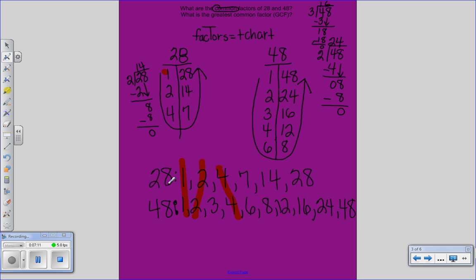So I'm going to come back and write common factors. They are going to be the ones that you highlighted, the ones that are in both lists: 1, 2, and 4. And then your GCF, your greatest common factor, is going to be your largest number in that list, which is 4.